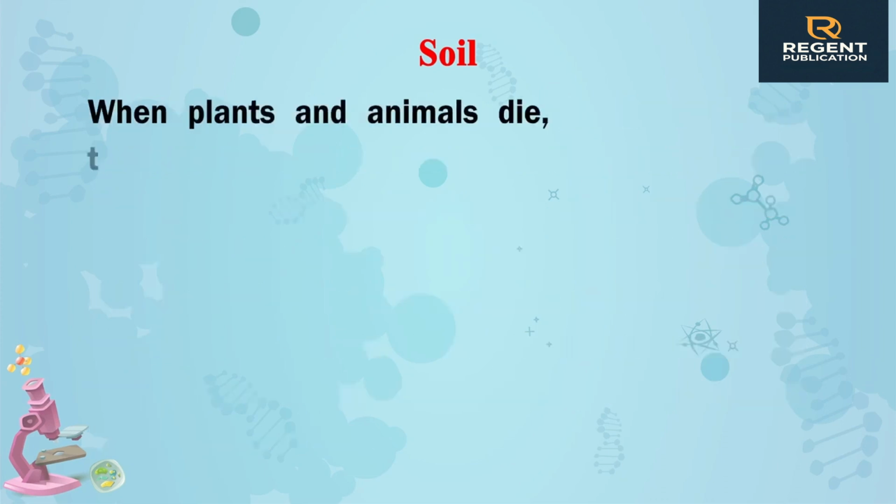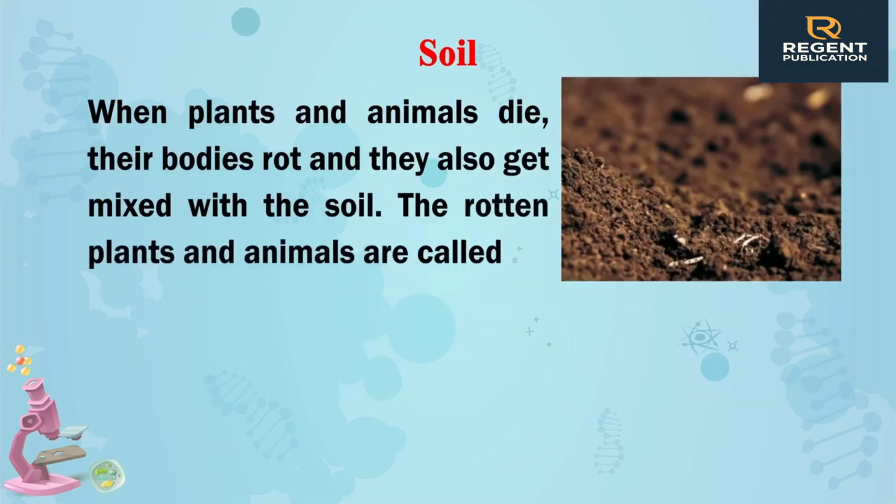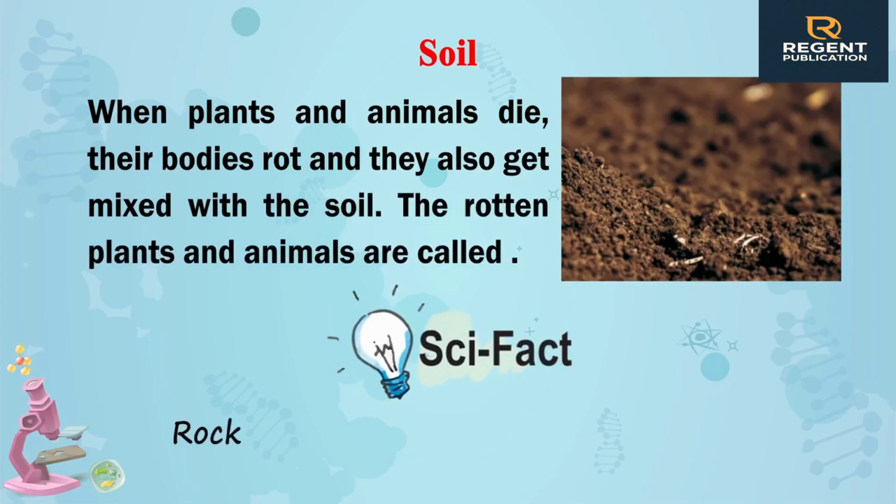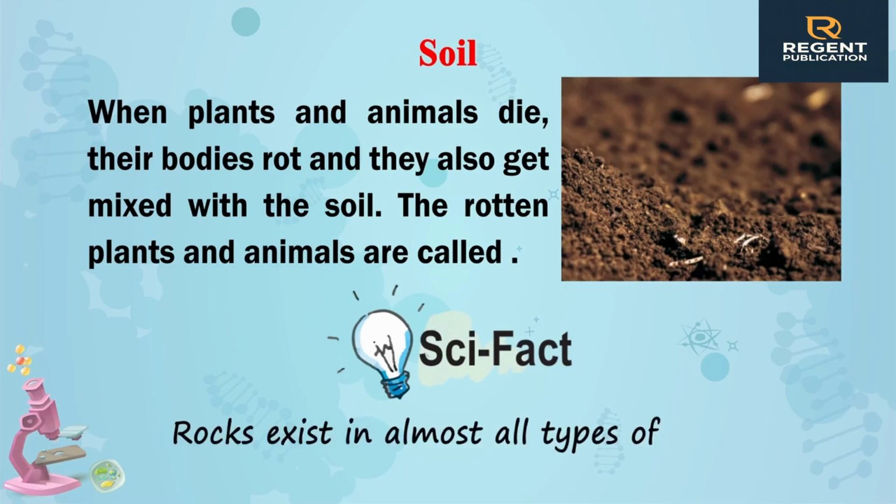When plants and animals die, their bodies rot and they also get mixed with the soil. The rotten plants and animals are called humus. Scientific fact: rocks exist in almost all types of soil.